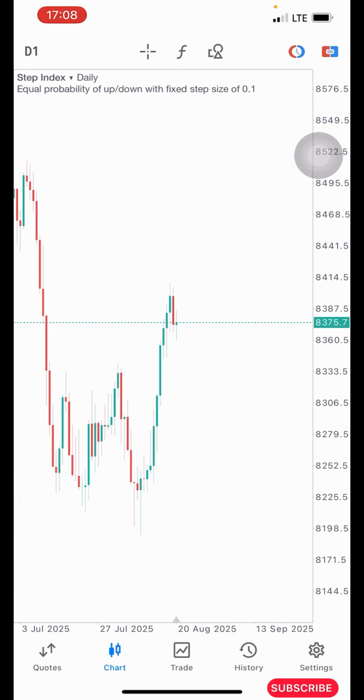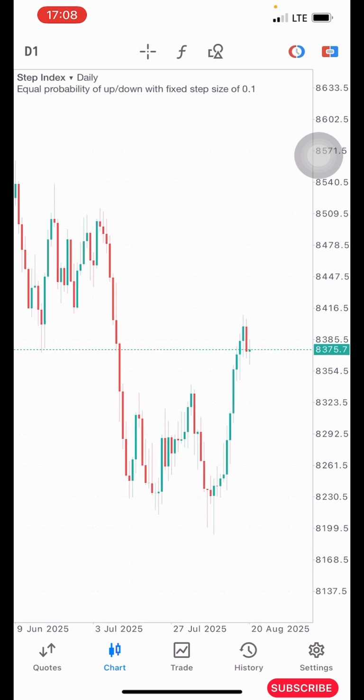So in today's video, I'll be sharing with you guys another powerful volatility index strategy. This is a price action strategy I use in analyzing and in trades whenever I want to trade. So this is what I do.